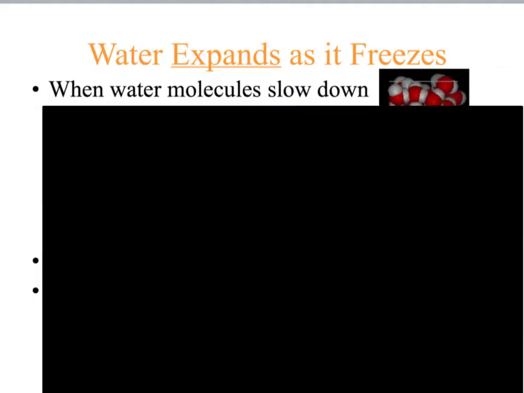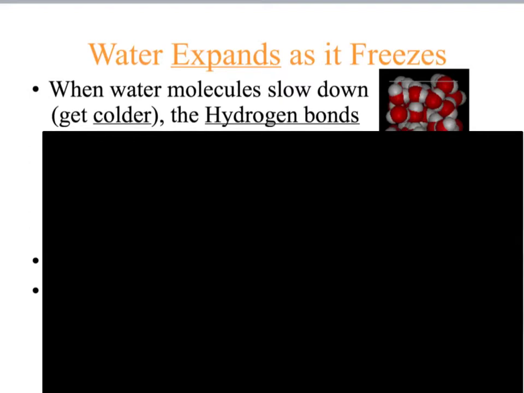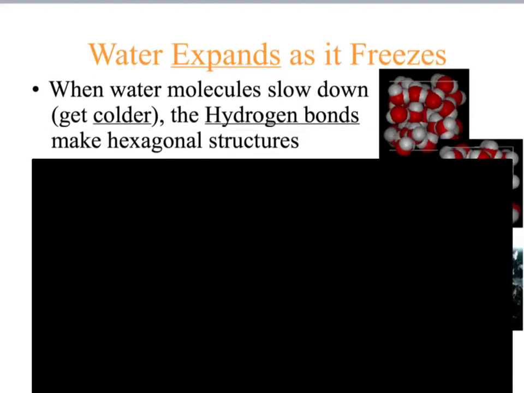That's why ice floats. And it's really important that ice does, in fact, float. So, molecules in everything, not just water, but everything, slow down when they get colder. That's the definition of getting colder, is the molecules move more slowly. So, when water's molecules slow down or get colder, the hydrogen bonds make crystal structures. They make hexagonal, or in other words, they make these beautiful crystalline structures.